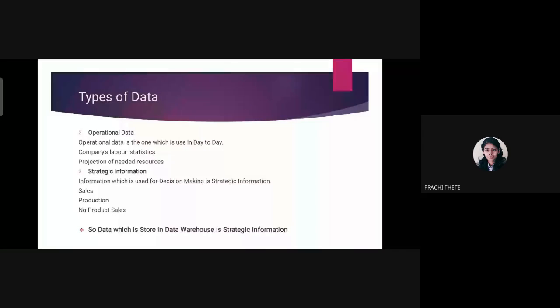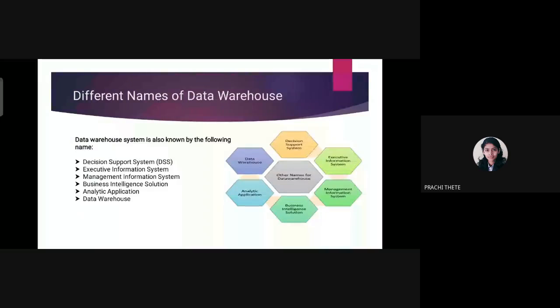All this is nothing but strategic information. The data stored in the data warehouse is strategic information, which will help the owner or the businessman to take decisions. The different names of data warehouse are decision support system, executive information system, management information system, business intelligence solutions, analytical applications, and data warehouse, which we already know. These are the different names of the data warehouse.